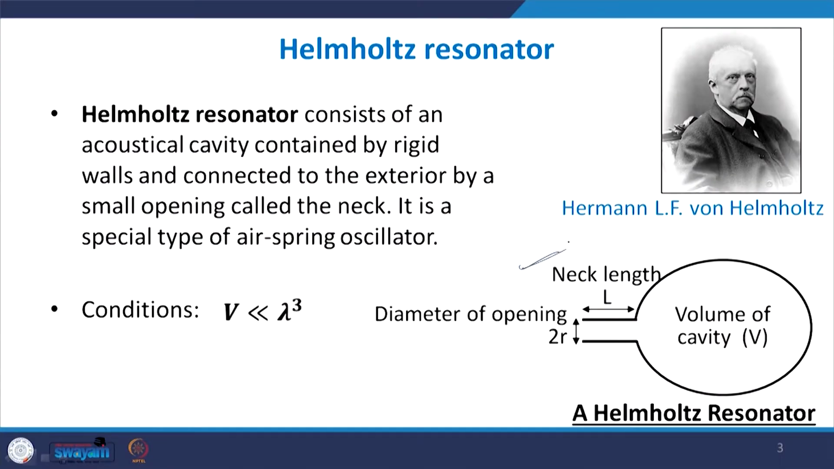If you have a look at the figure here, this is the circular cavity. Here you see that this is the volume of the cavity, it is enclosed within this volume, and then you have an opening, this is called the neck, and this is the neck length L, and this is the diameter of this opening, R being the radius of the opening, and the diameter becomes twice the radius. So, any such kind of cavity that can be made will be called a Helmholtz resonator, and this particular resonator is a special type of air spring oscillator.